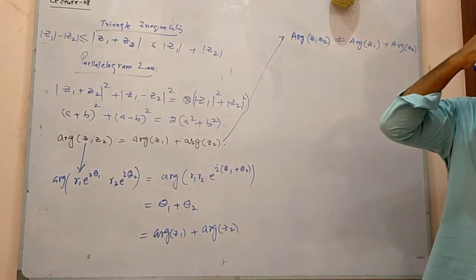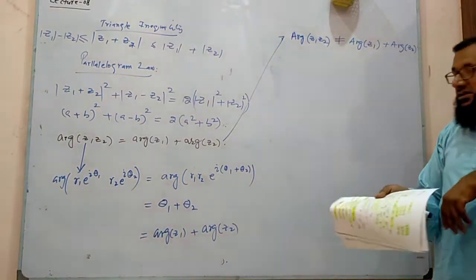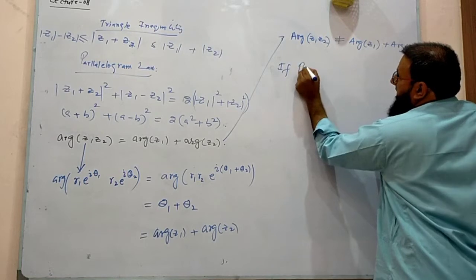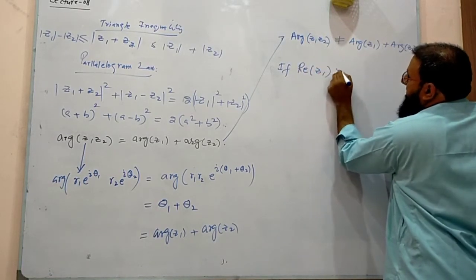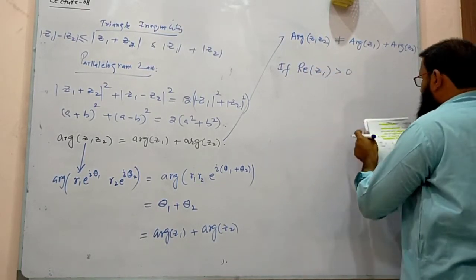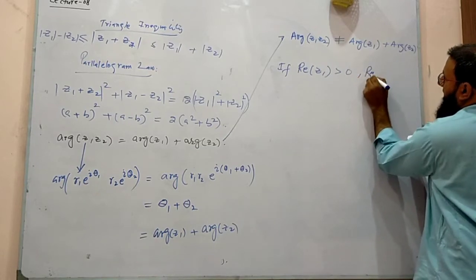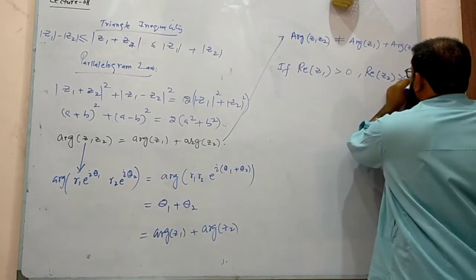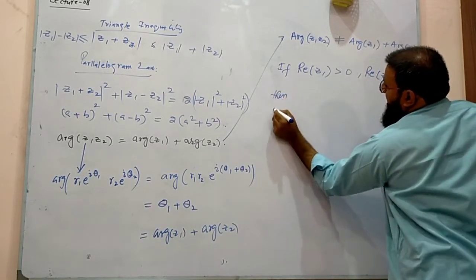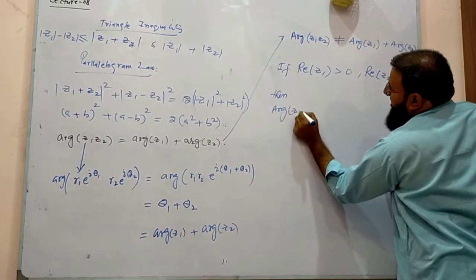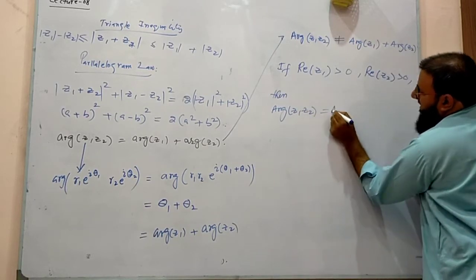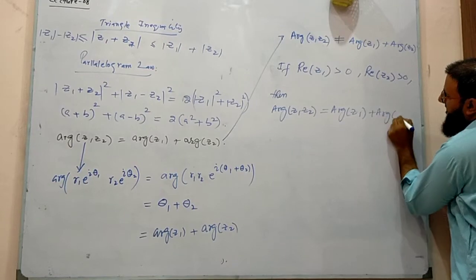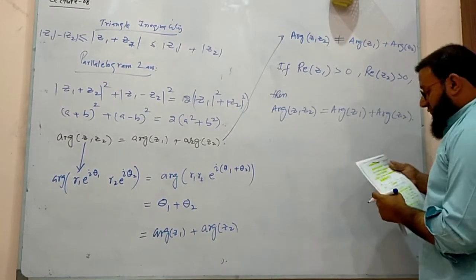So what are those cases? The cases are: if the real part of Z1 is greater than 0 and the real part of Z2 is greater than 0, then we can say that the argument of Z1 times Z2 is the same as the argument of Z1 plus the argument of Z2. Now it's true.